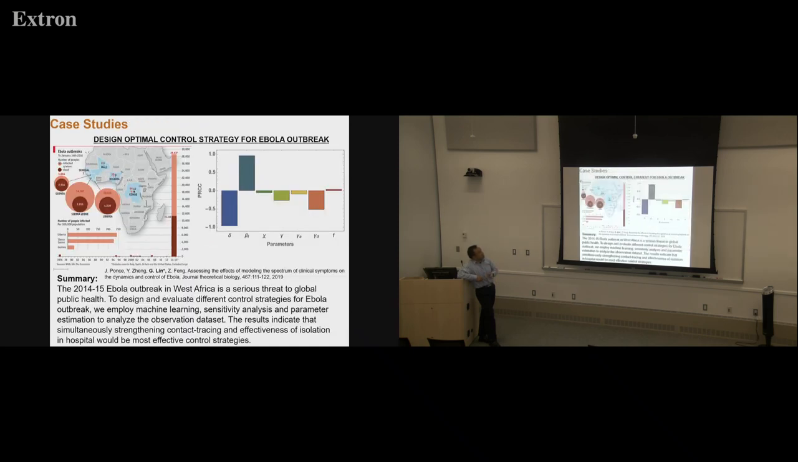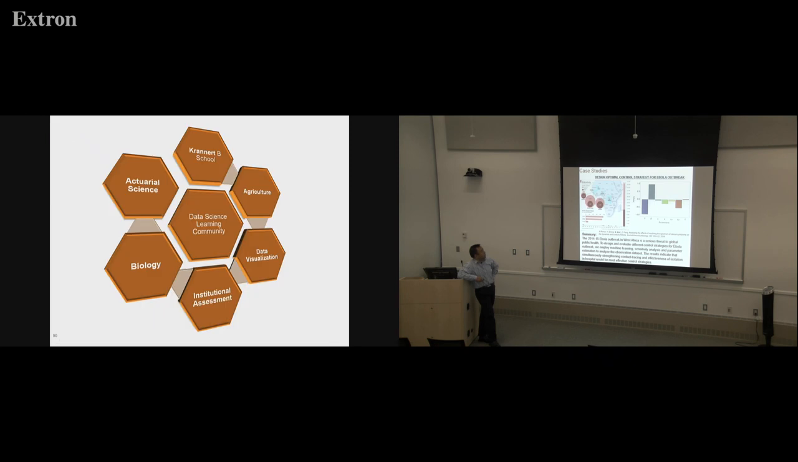This is another work on Ebola disease control, right? So Ebola is an outbreak. How do we use data science to get the data and help them better control the outbreak of Ebola disease? So we designed the control strategy to help on the modeling side and also on the control side of the Ebola outbreak.